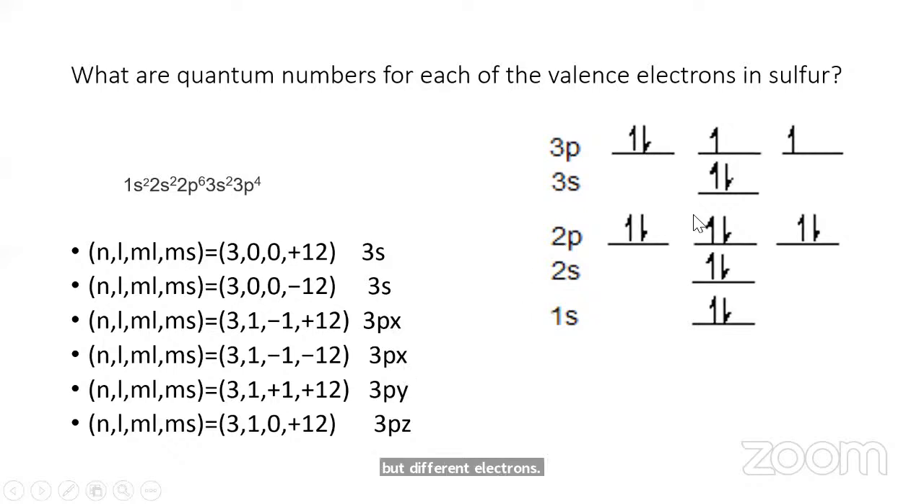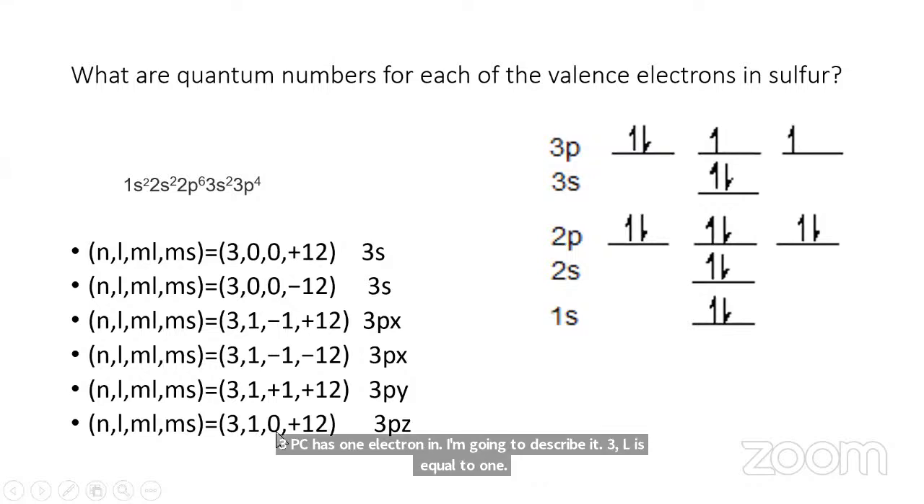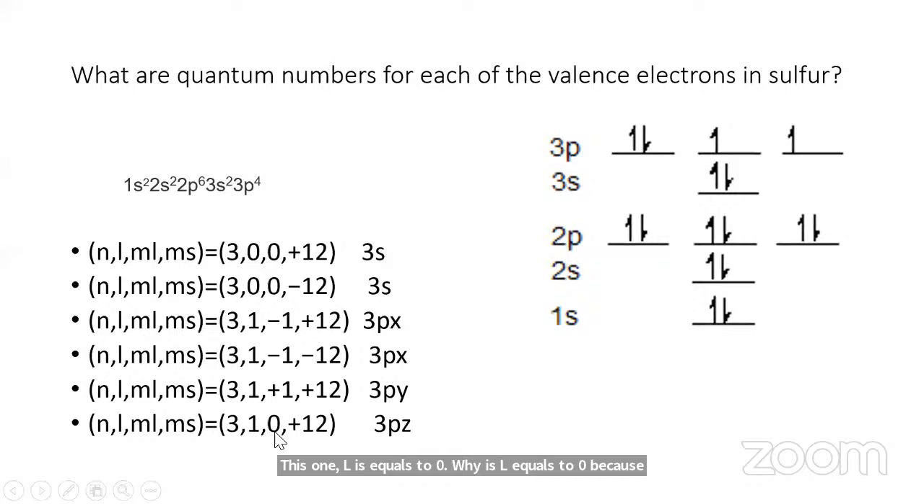When I'm done with the 3px, I'll go to the next one, which is my 3py. My 3py has just 1 electron, so I'm just describing 1 electron. 3, 1, plus 1, and plus half, because the spin is up. I'm done with that. Then I'm going to the 3pz. The 3pz has 1 electron again. I'm going to describe it. n is 3, L is equal to 1. This one, ML is equal to 0. Why is ML equal to 0? Because ML runs from minus 1, plus 1, and 0. I've taken care of minus 1 for the px, plus 1 for my py, and the other one will now be 0. Because the electron spins up, it's going to be plus half. And that is my 3pz.